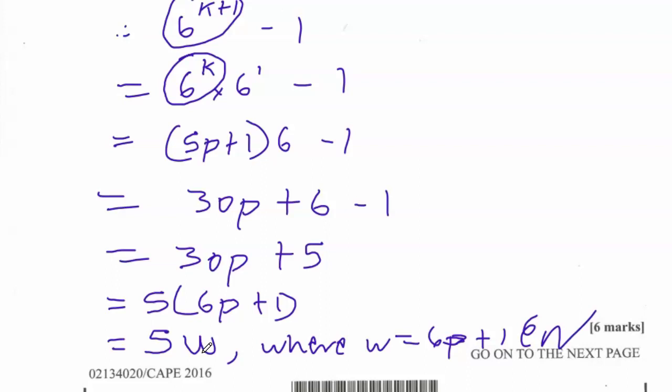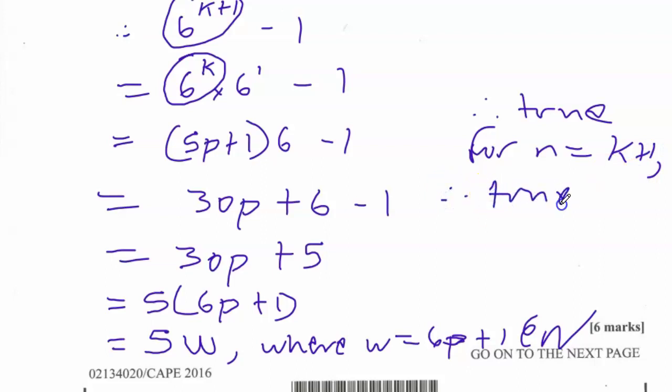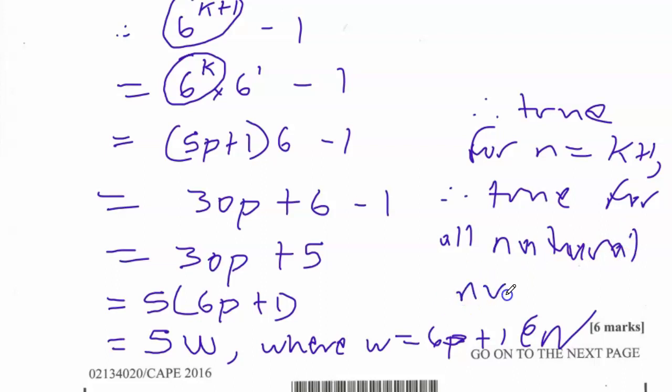Which means that 6 to the power of k plus 1 minus 1 is divisible by 5. So therefore, true for n equal to k plus 1. Hence the statement is true. So therefore the statement is true for all natural numbers, which we call n.